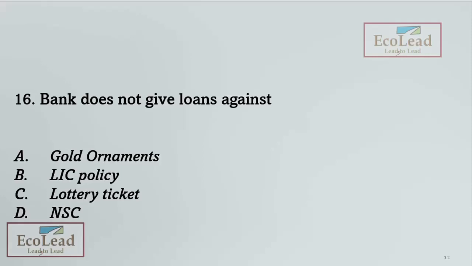So uncertainty is there. We cannot consider the lottery ticket as an asset. So definitely banks will not give a loan against the lottery ticket. Let us check what the answer is. The correct option is C. So the answer here is C. Let us move to the next question.